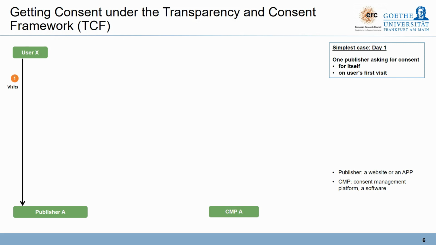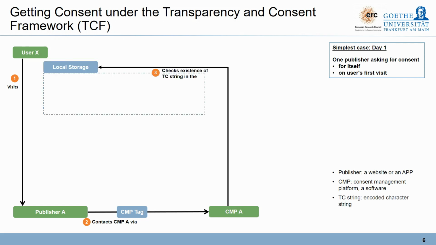When user X arrives at the publisher's website, Publisher A contacts its CMP via a CMP tag. A CMP tag is a JavaScript tag added to the website of Publisher A. Then, the CMP code runs on the page and checks if a transparency and consent string corresponding to Publisher A exists in user X's local storage, such as a first-party cookie. Since this is user X's first visit to Publisher A, no TC string exists. In such a case, CMP A shows a cookie banner on the website.